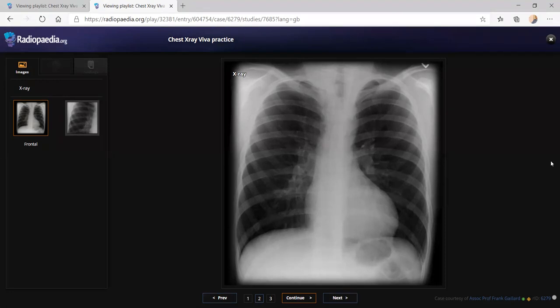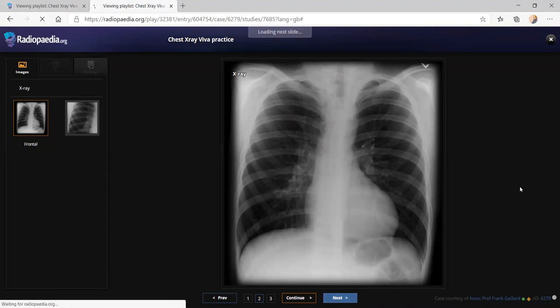Going back to the review areas, I'm seeing some rib notching along the inferior border of the ribs on both sides. With this finding, I'll be thinking about conditions like coarctation of the aorta. So I'll be looking at the clinical details of the patient for any previous or significant medical history.